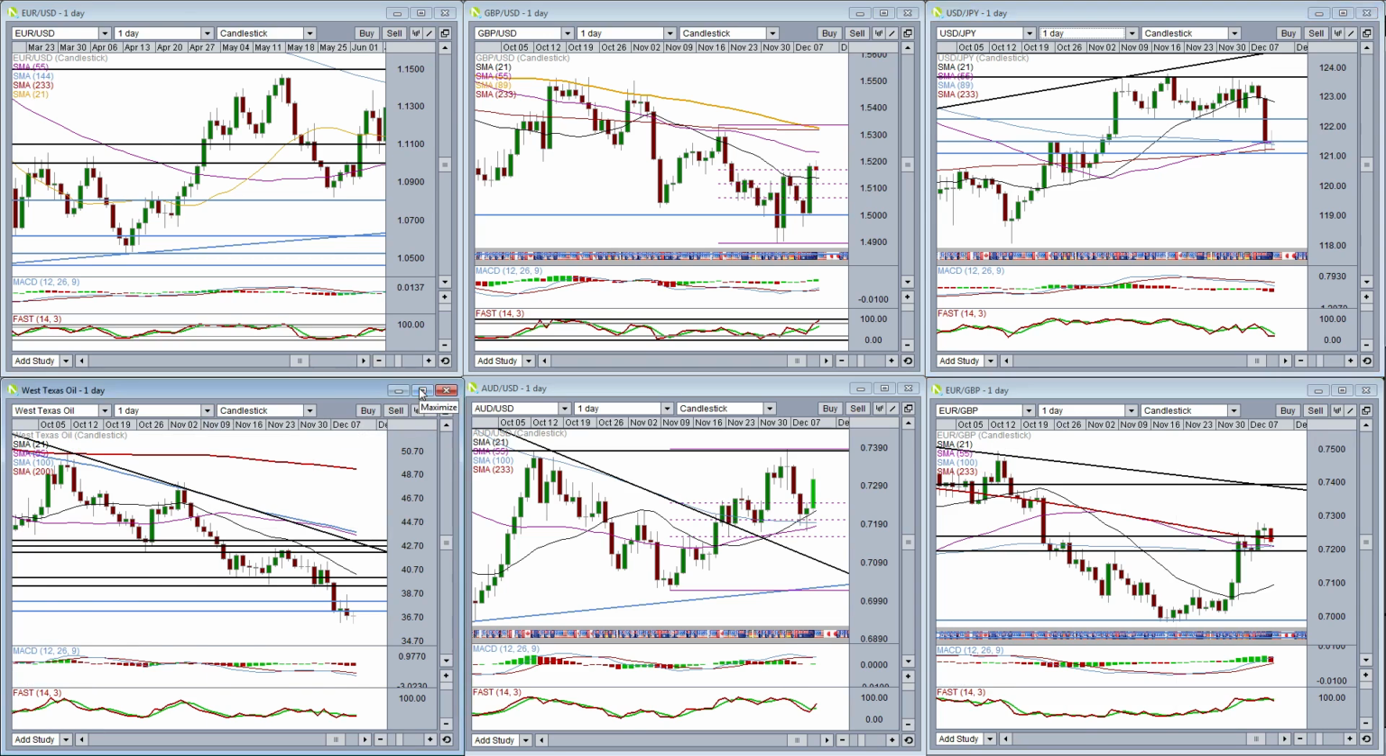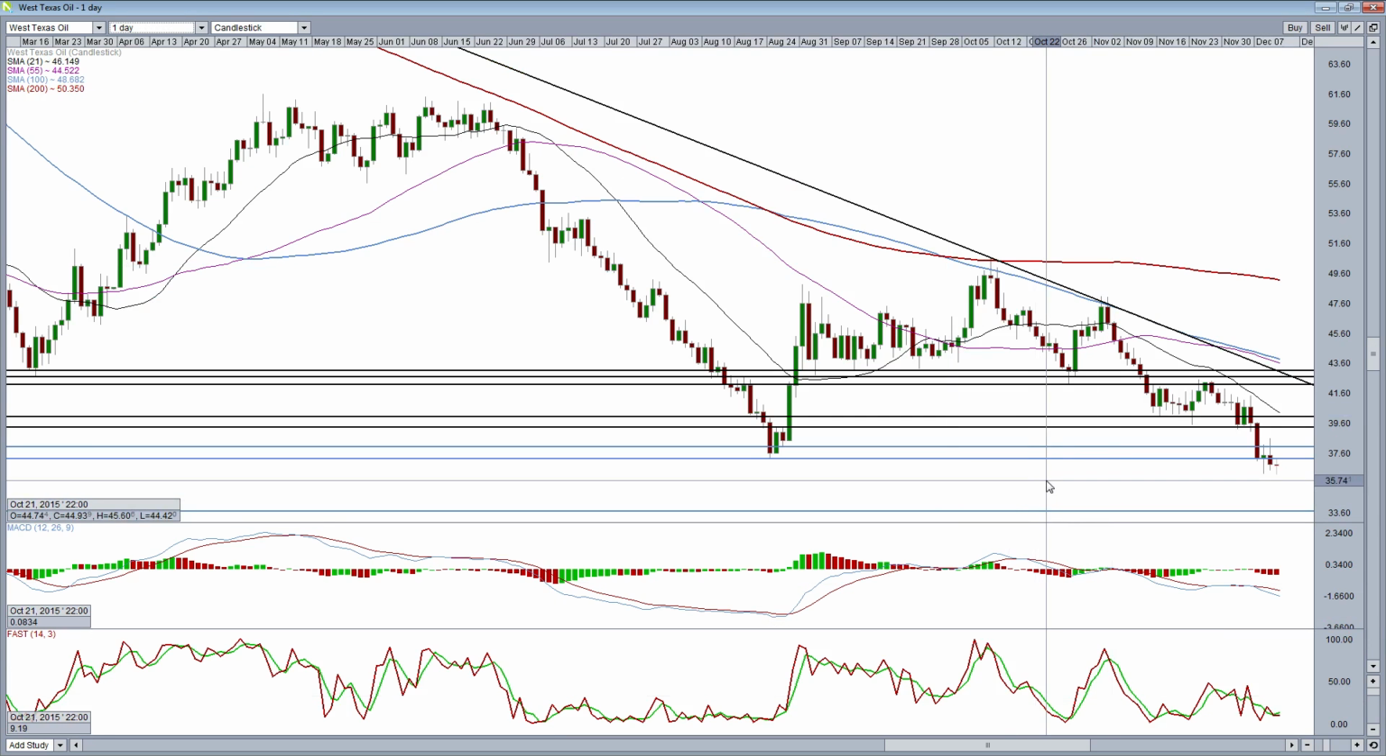The final chart I want to look at today is WTI. The reason why I wanted to highlight this one is simply because we have seen some quite significant moves in recent days. We saw $40 initially broken on the back of the OPEC announcement. Since then, we have seen WTI break to the lowest levels since February 2009. Now we've seen this pair bounce off again.